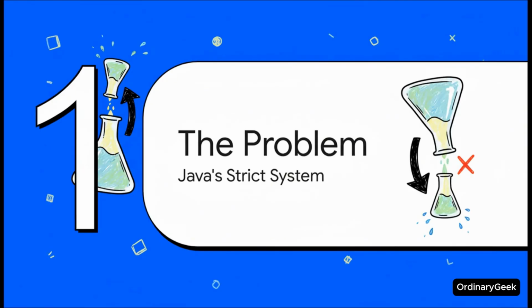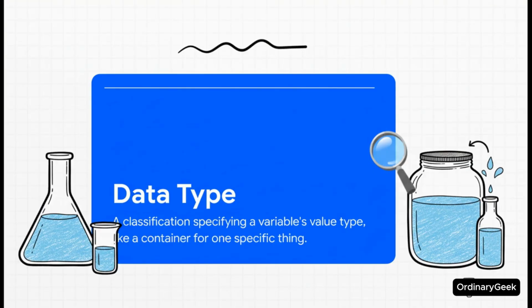See, Java is very strict about its container system. You can think of it like a kitchen, where every single ingredient has its own perfectly sized, specially shaped container. In Java, every little piece of information has something called a data type, and you shouldn't think of it as just a label. No, it's literally like a container built for one specific purpose. An int container, it only holds whole numbers. A double container, it holds those decimal numbers.